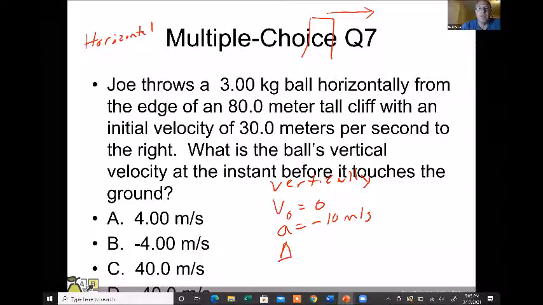Somebody knows what they're doing. He said that the displacement is negative 80 meters because the cliff's 80 meters tall. And this thing is falling. It's going down 80 meters. That negative is crucial. So we know an initial vertical velocity, we know an acceleration vertically, and we know a displacement vertically. And we want to know what is the ball's vertical velocity at the instant before it touches the ground. All right, so what would be the best way to start in terms of going about this problem? What should we find first?